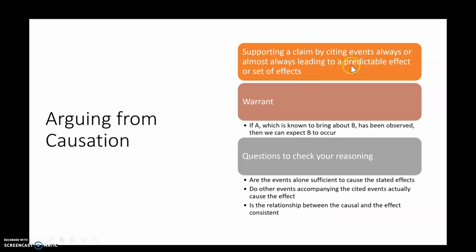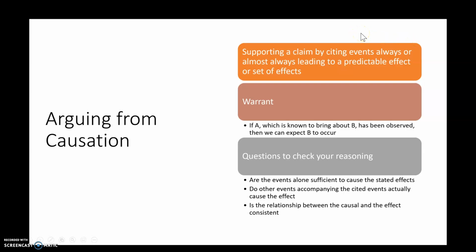Arguing from causation is supporting a claim by citing events that almost or always lead to a predictable effect or set of events. So the warrant is if A, which is known to bring about B, has been observed, then we can expect B to occur. If you see lightning, you are probably going to hear thunder, because lightning always precedes thunder, because thunder is the sound of the lightning clap.